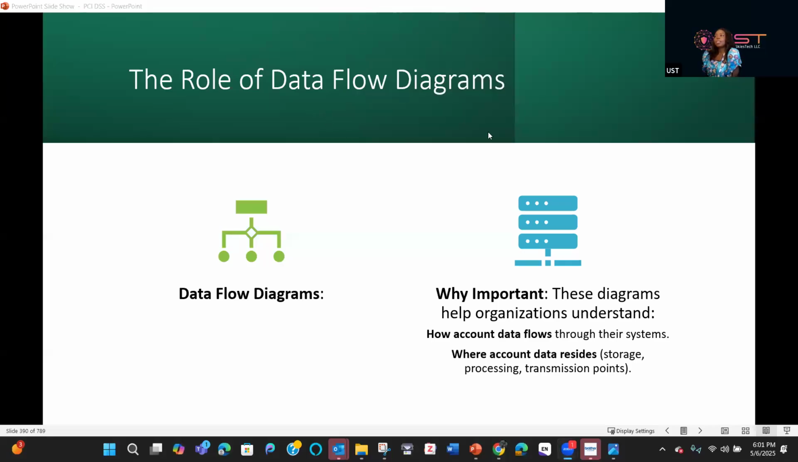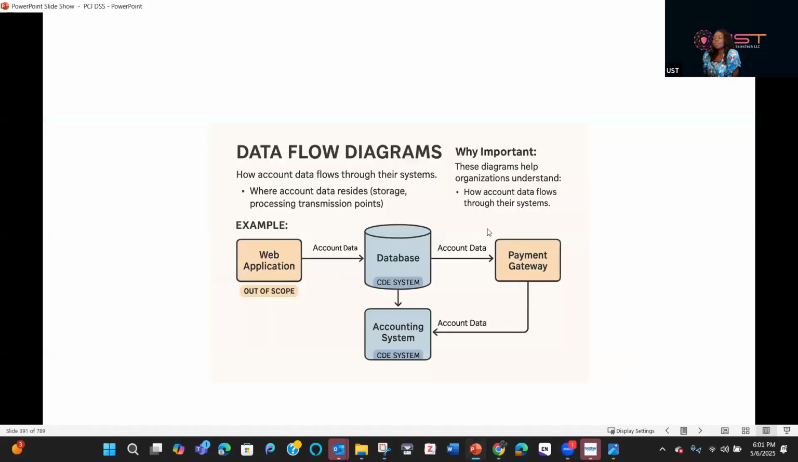Okay, so the role of data flow diagram, why is it important? First, diagrams, we all know, and keep talking of architecture diagram, data flow diagram. This diagram helps organizations understand how account data flows through their system, where account data resides, storage, processing, and transmission points. It helps you better understand where and how data is processed and stored.